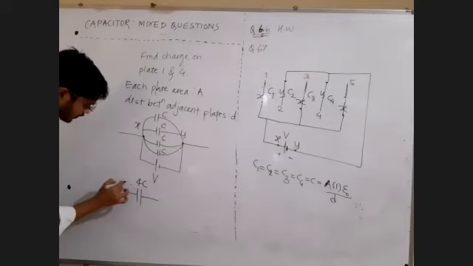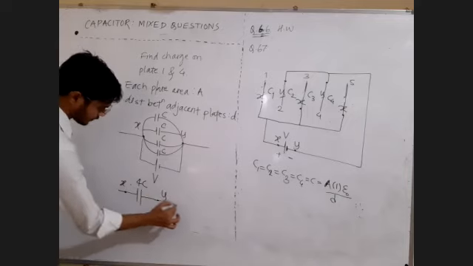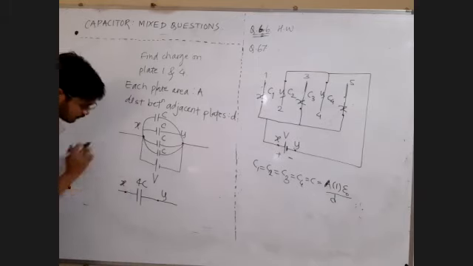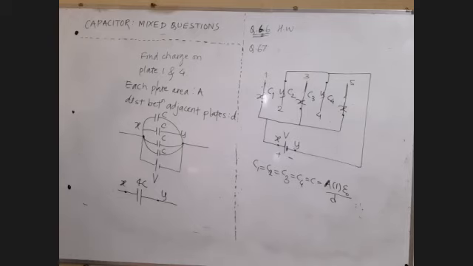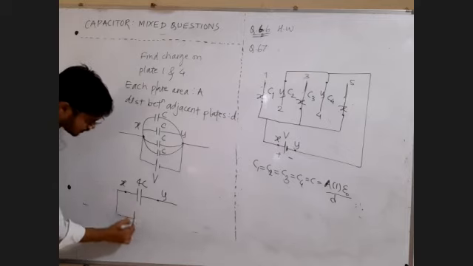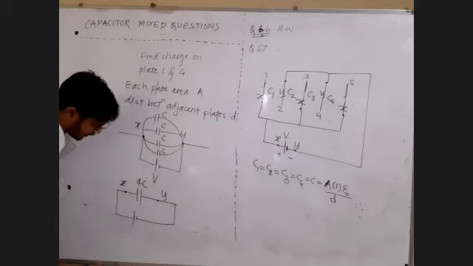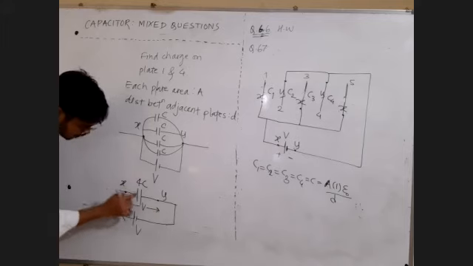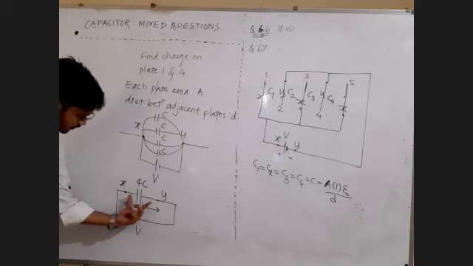This is point X, this is point Y. First try to understand. Now we found out effective capacity, which is equal to 4C. Why did I find out effective capacity? The reason is so that I can find out the charge given by the battery. What is the potential difference between point X and Y? It is V.